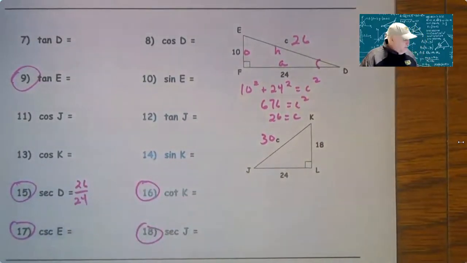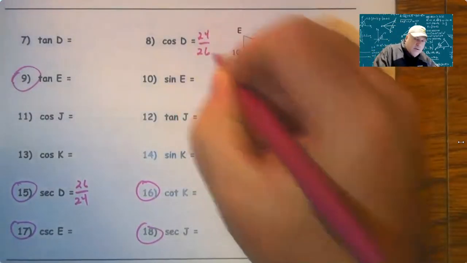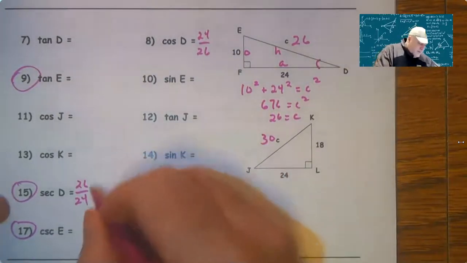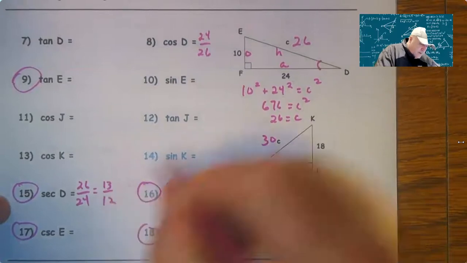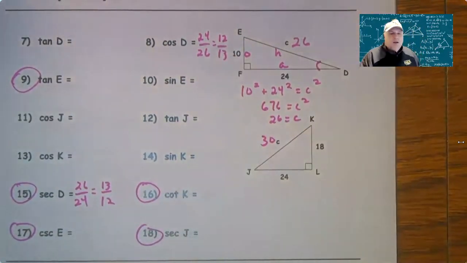Or wherever you see cosine of D, that's up here, it's just the flip. Okay, so 13 over 12 is that reduced ratio. And the same goes for these other reciprocal ratios. So the cotangent is the flip of tangent, and the cosecant is the flip of sine. And if you need to look those up, look them up.